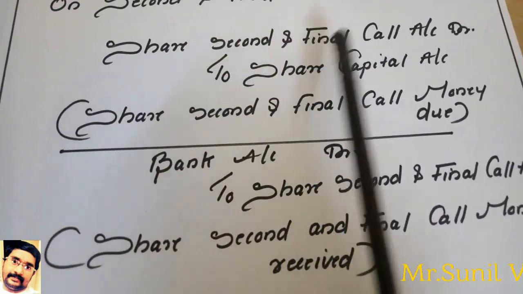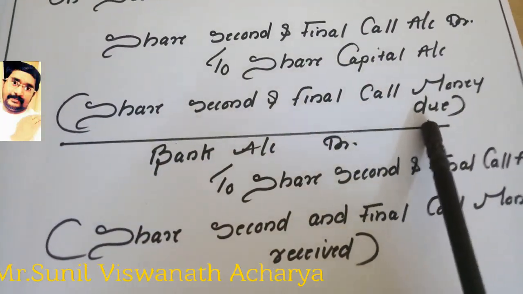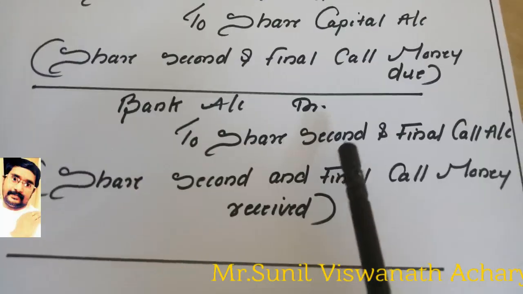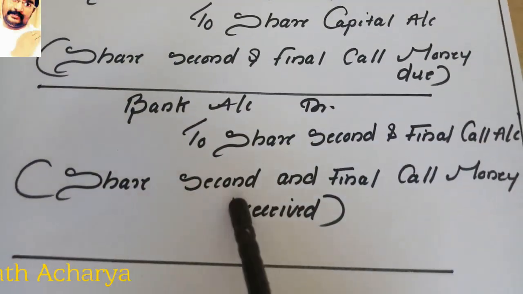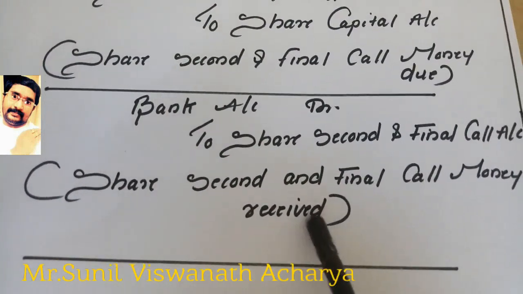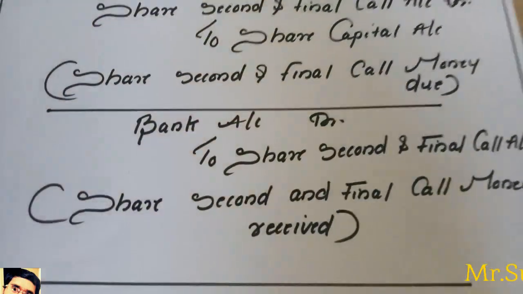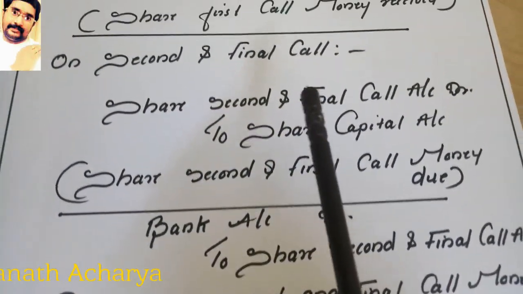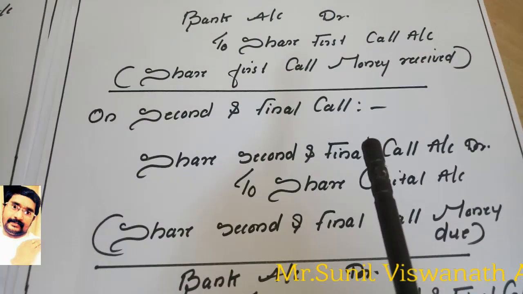So the journal entry: share second and final call account debtor to share capital account, share second and final call money due. Then when you are receiving the last installment: bank account debtor to share second and final call account. Narration: share second and final call money received. So this is how the journal entries go. This is the way we have to write the basic journal entries. Okay, so don't forget, these basic entries have to be studied very clearly.